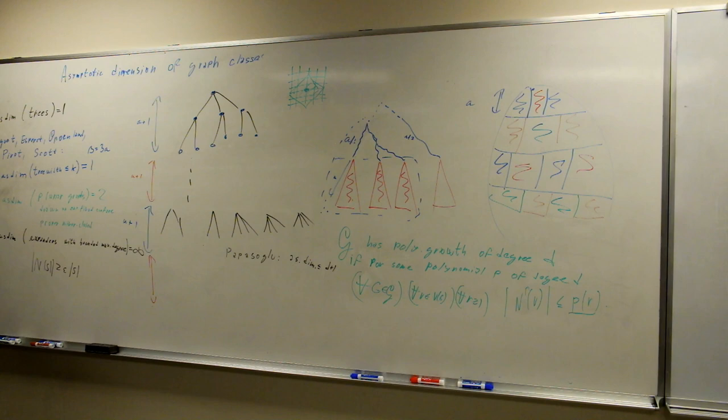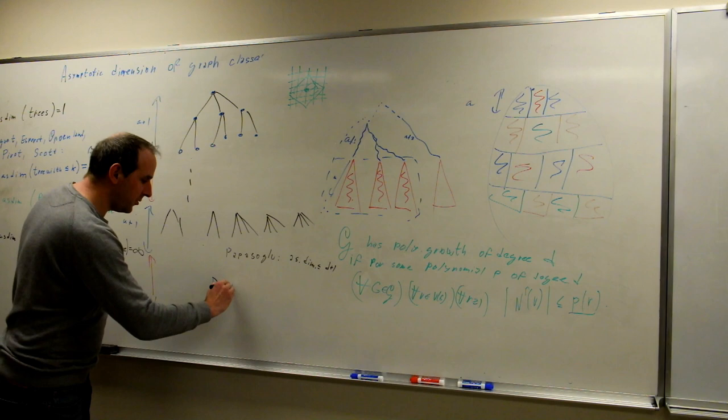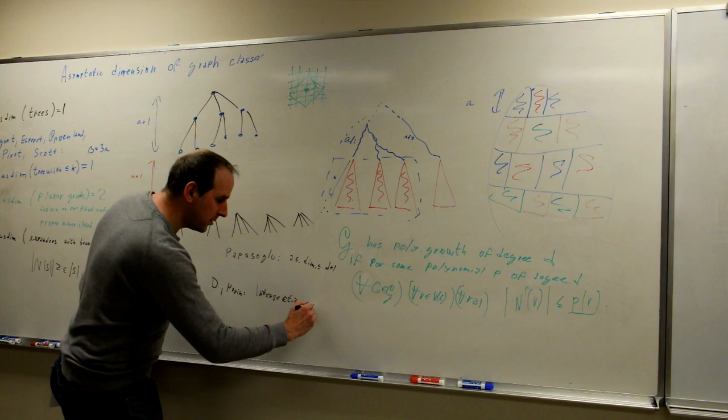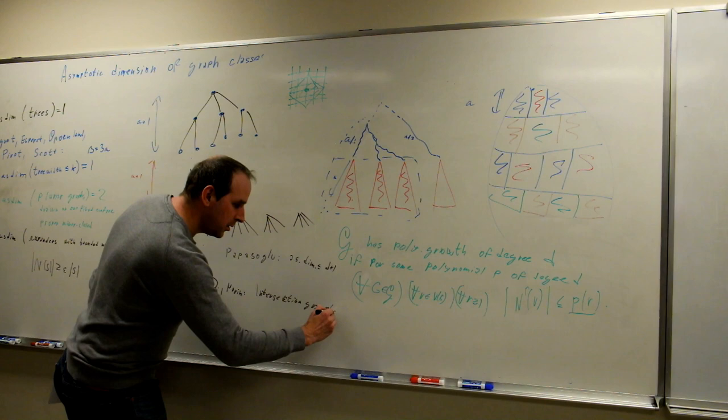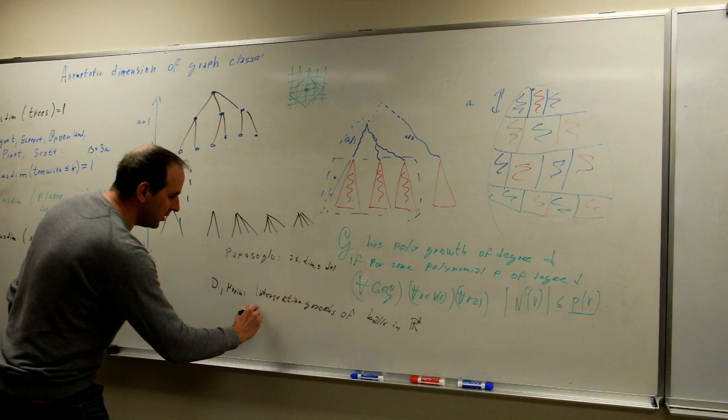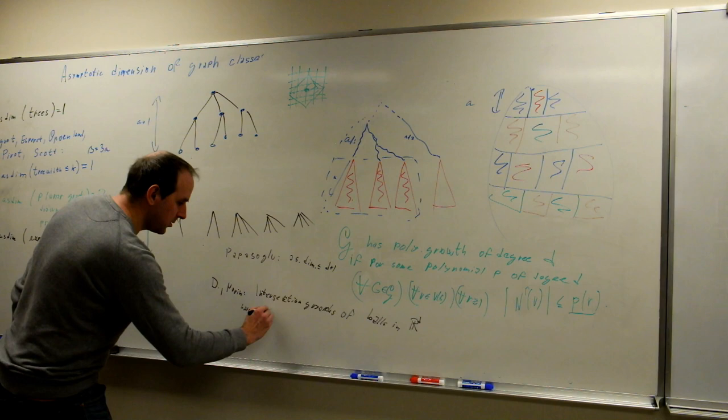Okay, maybe let me mention my result, so that I tell something that we did. This is a result of myself and Sergey Norin, which says that if you take intersection graphs, say balls in R to the D, then these have asymptotic dimension at most 2D minus 1.